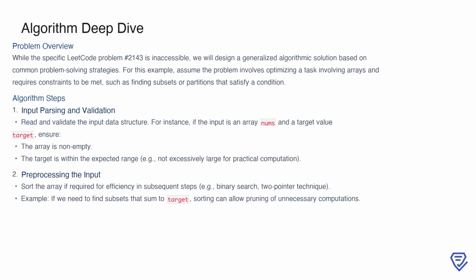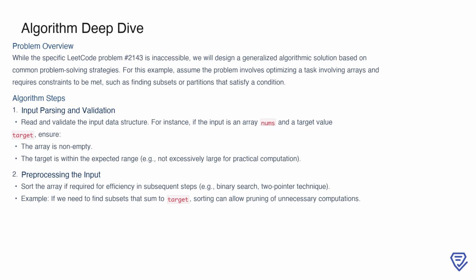To begin, let's understand the problem at hand. While we don't have access to the exact details of LeetCode problem number 2143, we can approach it by designing a generalized algorithm that optimizes tasks involving arrays under certain constraints. For example, the problem might involve finding subsets or partitions of an array that satisfy a specific condition.